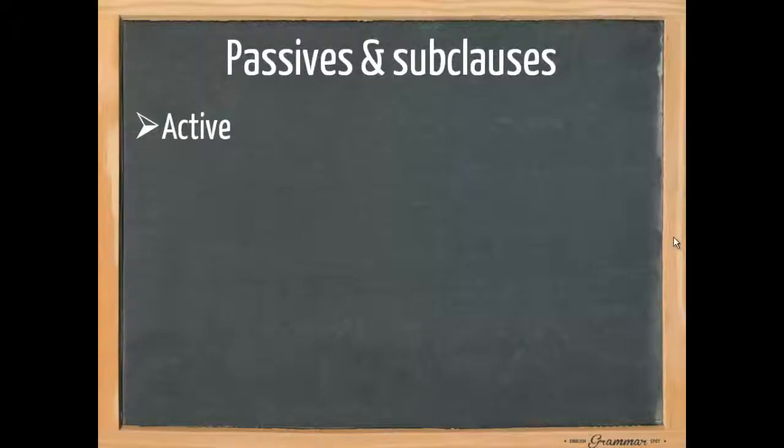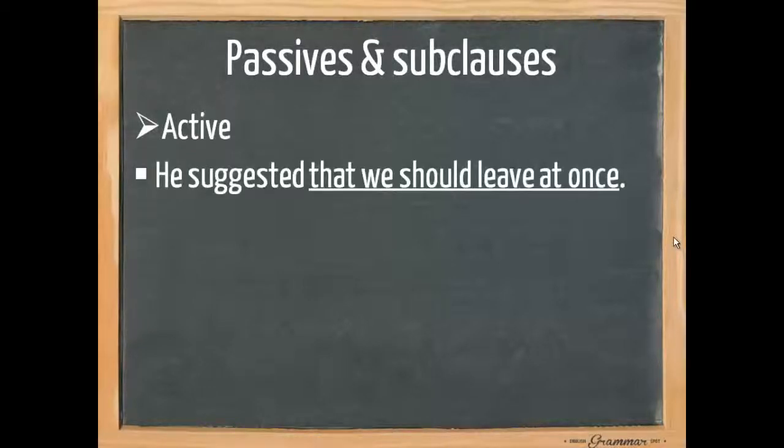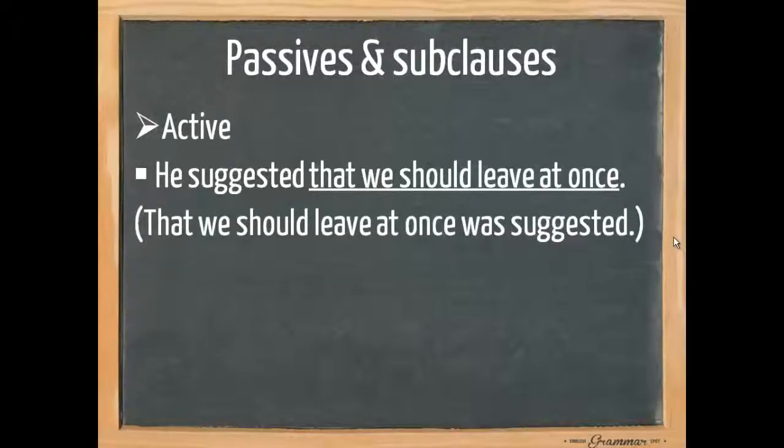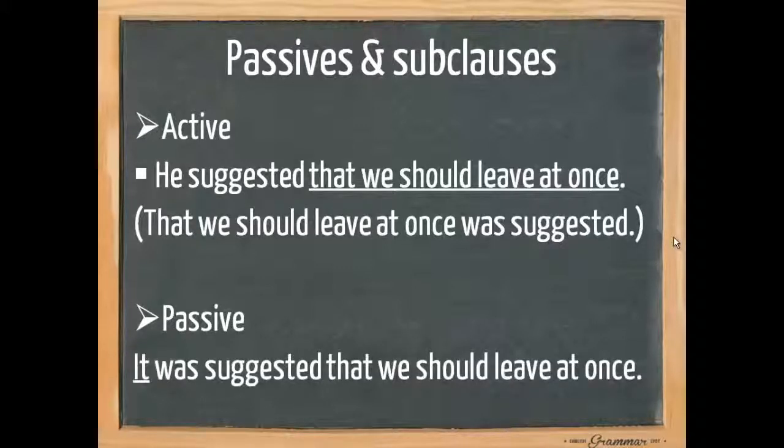Let's have a look at passives and subclauses. He suggested that we should leave at once. That we should leave at once is a subclause. Now, a subclause is a piece of a sentence that cannot exist on its own. So if we would change it, we would say that we should leave at once was suggested. But that's a bit weird. So what we do here, we use it. Now remember, it does not occur in the active sentence, but because that we should leave at once was suggested is a bit strange, we just simply make use of it. It was suggested that we should leave at once.